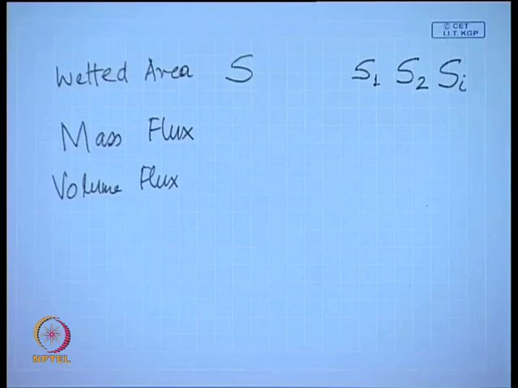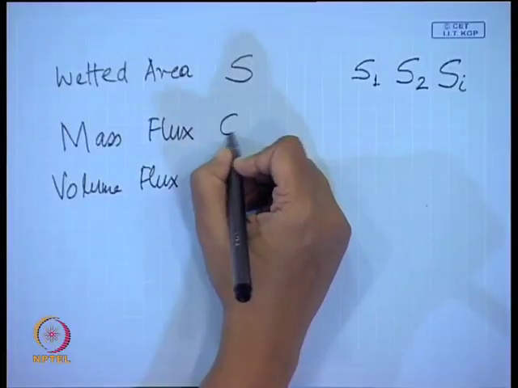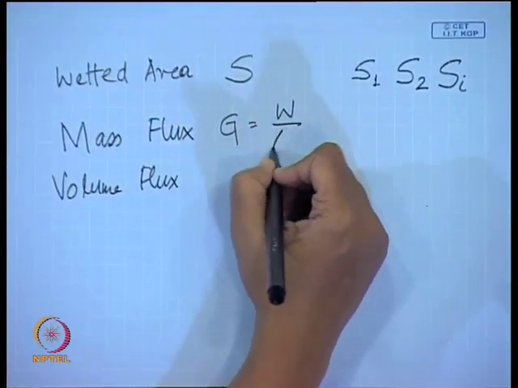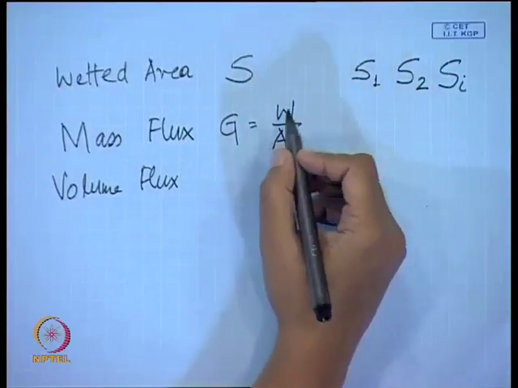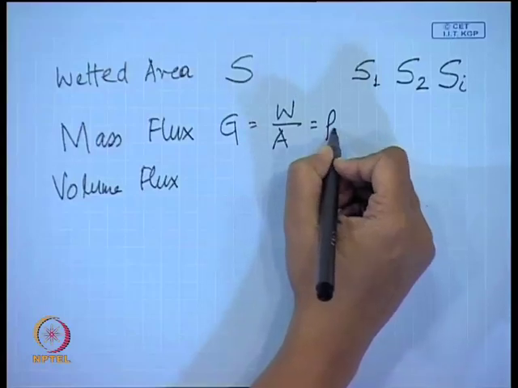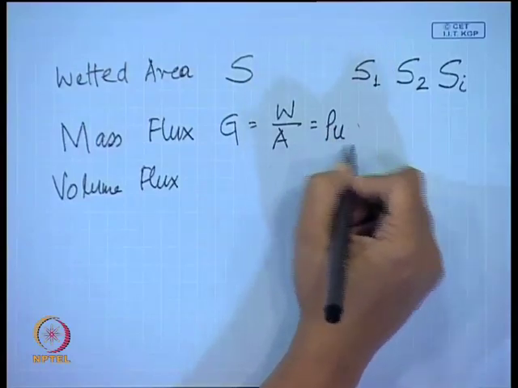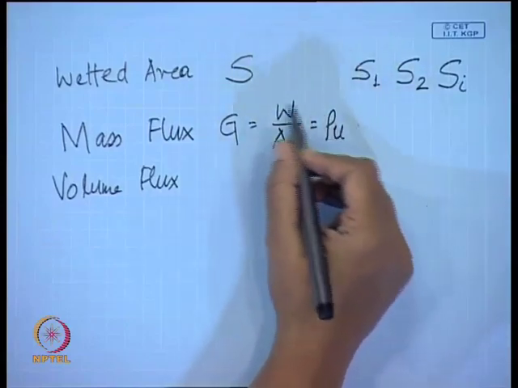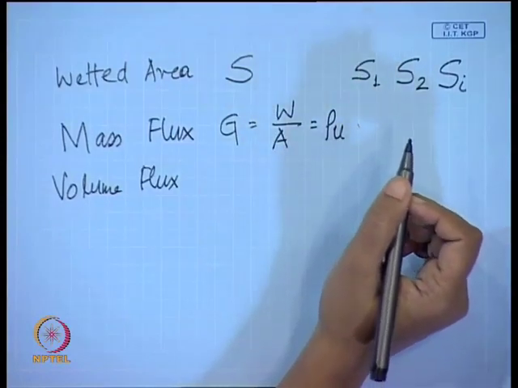Per unit area. So mass flux means mass flow rate per unit area, the total amount of mass flowing per unit time per unit area. Therefore, mass flux we denote by capital G, nothing but W by A. What is W? In terms of velocity, it is rho into U into A, so G equals rho U, isn't it? This relationship is also quite important, we are going to use it quite frequently.